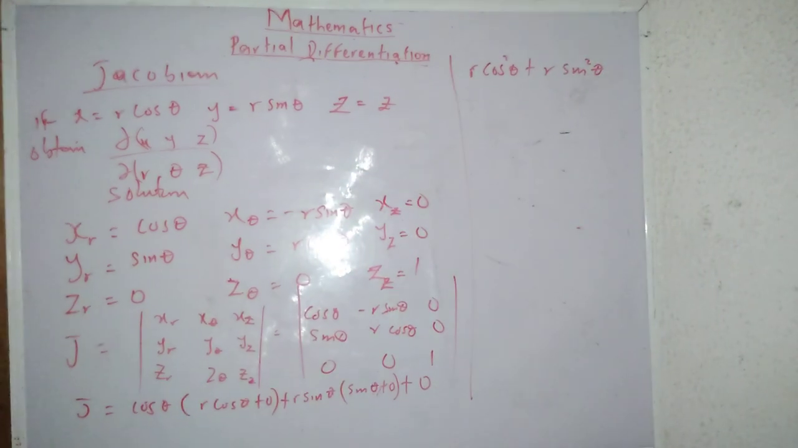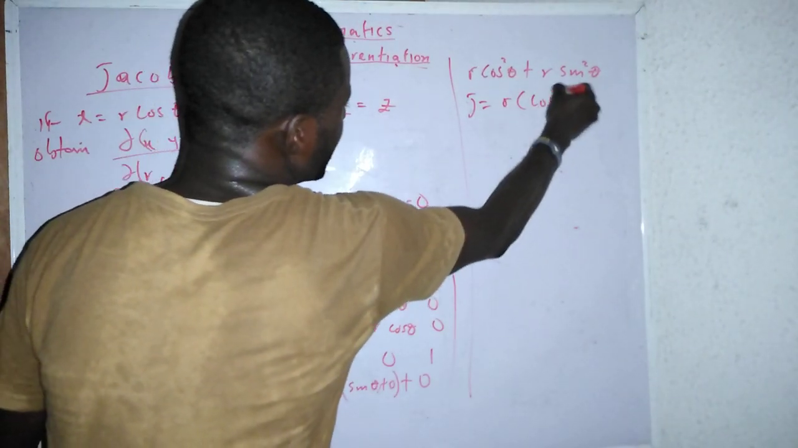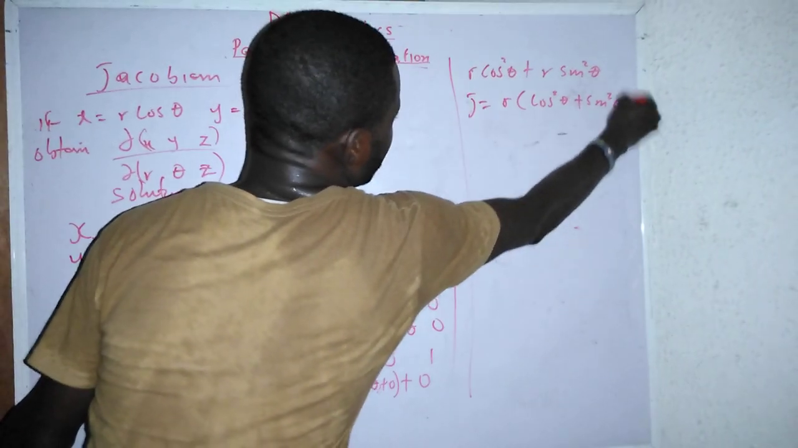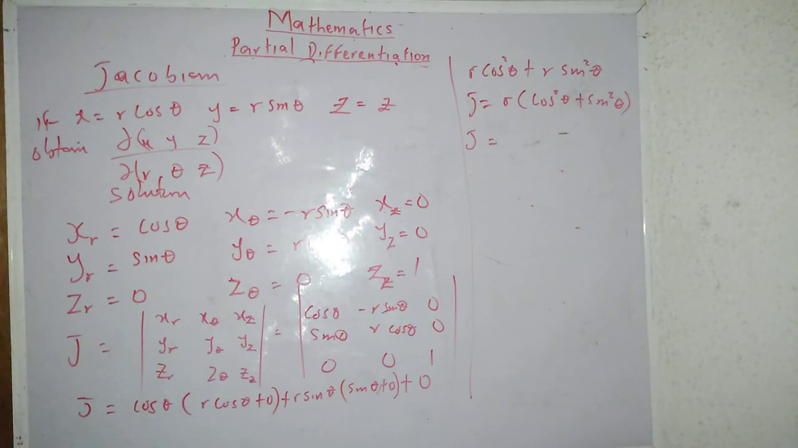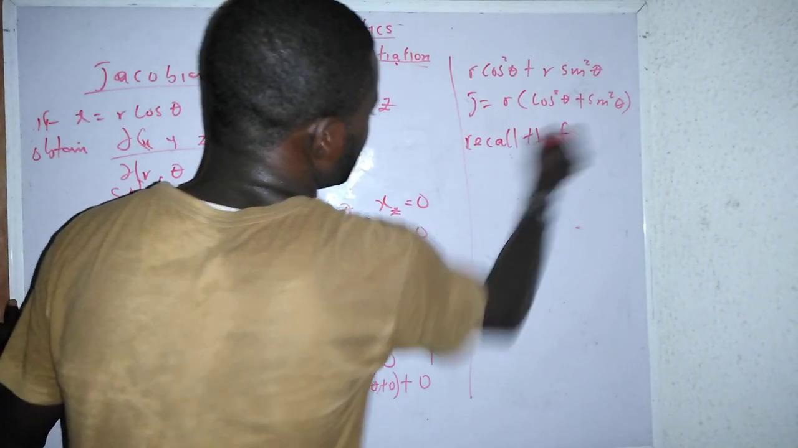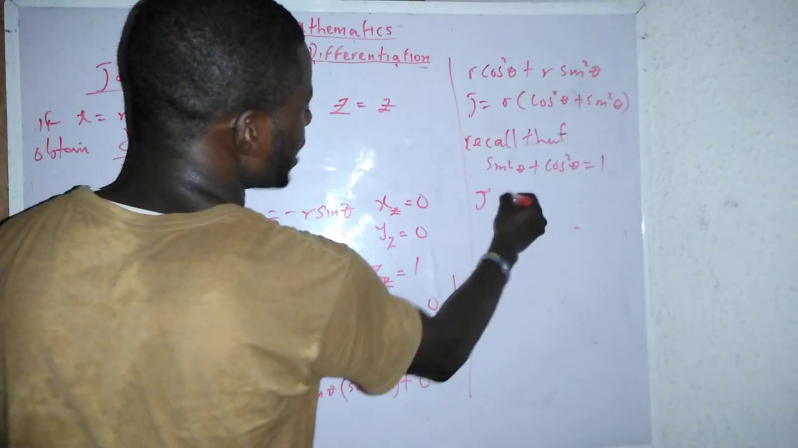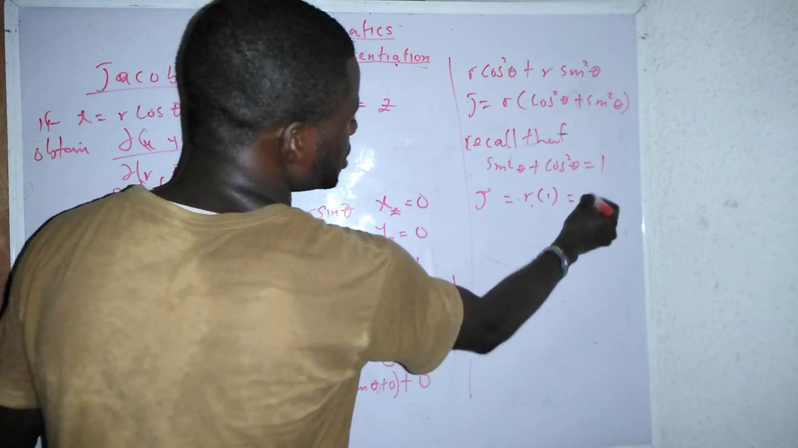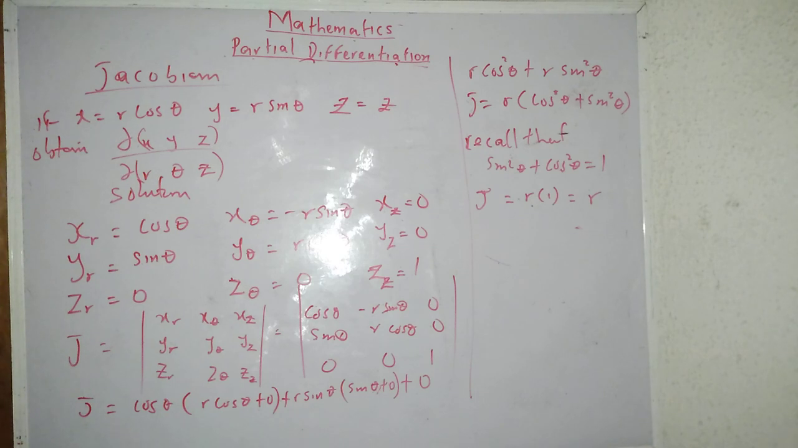Now, when I have this, I can say that my Jacobian is equal to r bracket of cos squared theta plus sine squared theta. Now, from the trigonometry ratio, recall that sine squared theta plus cos squared theta equals 1. Therefore, my Jacobian equals r bracket of 1, which is equal to r. That is my final answer for that. Now, you can try this and drop your comment after.